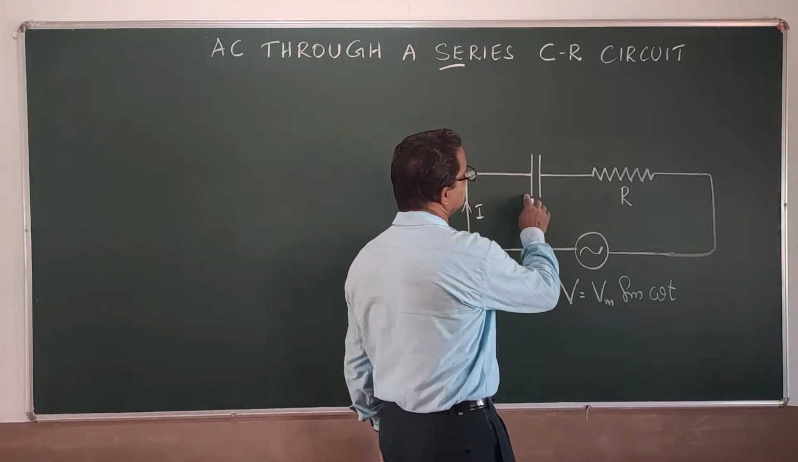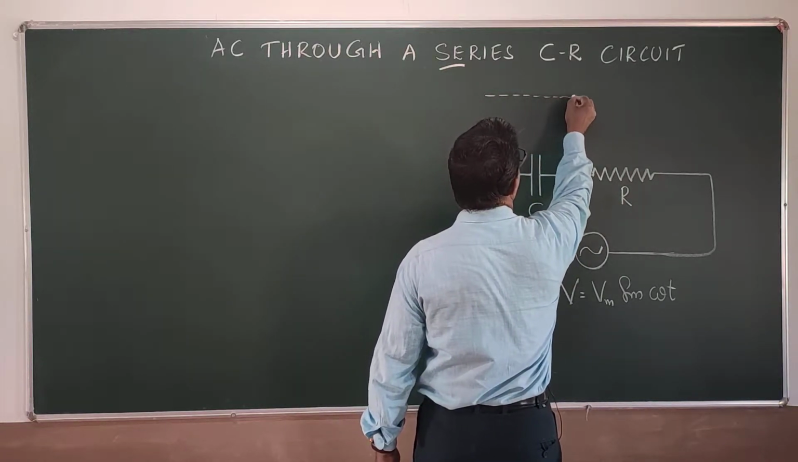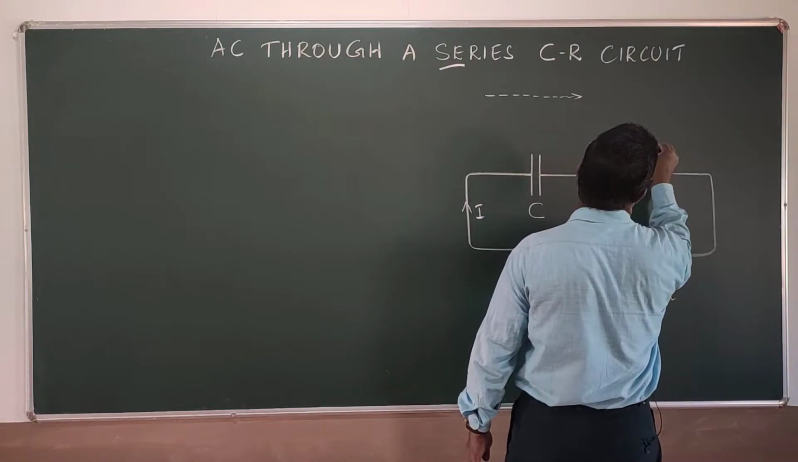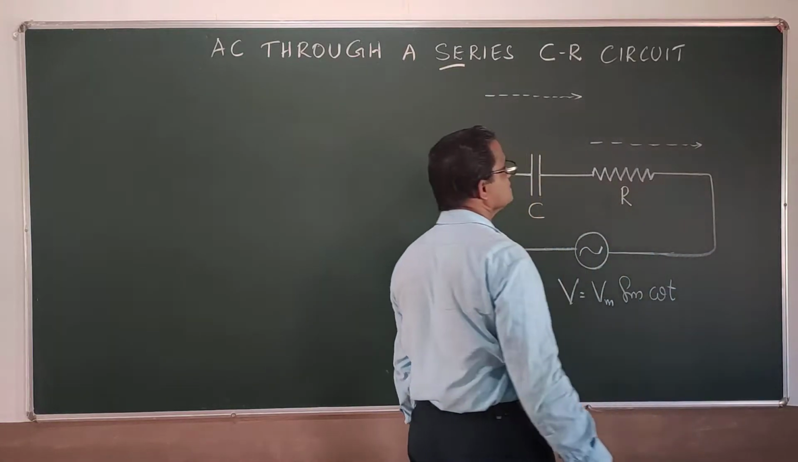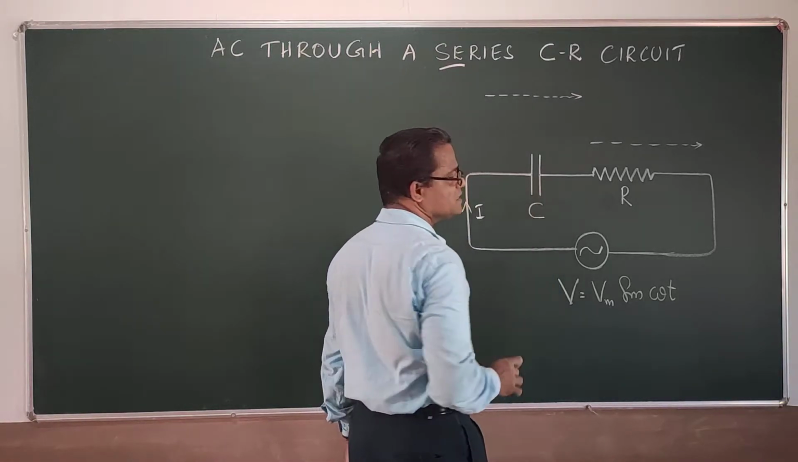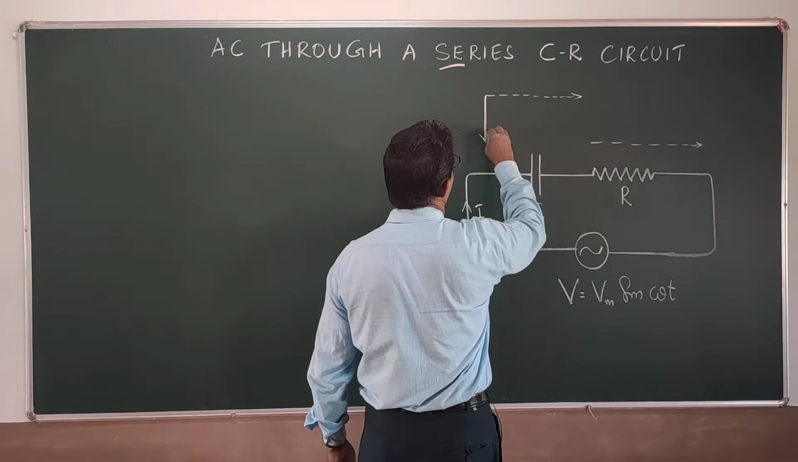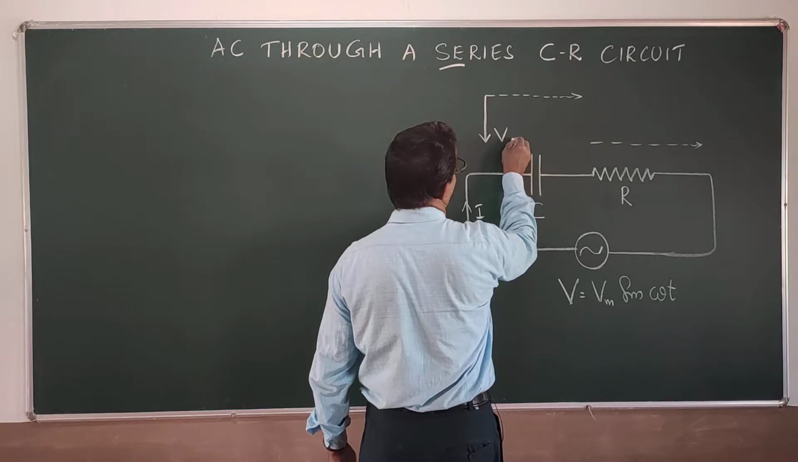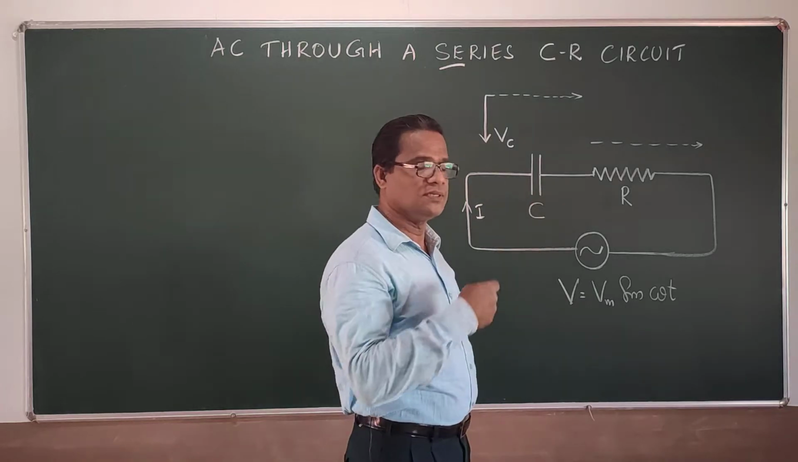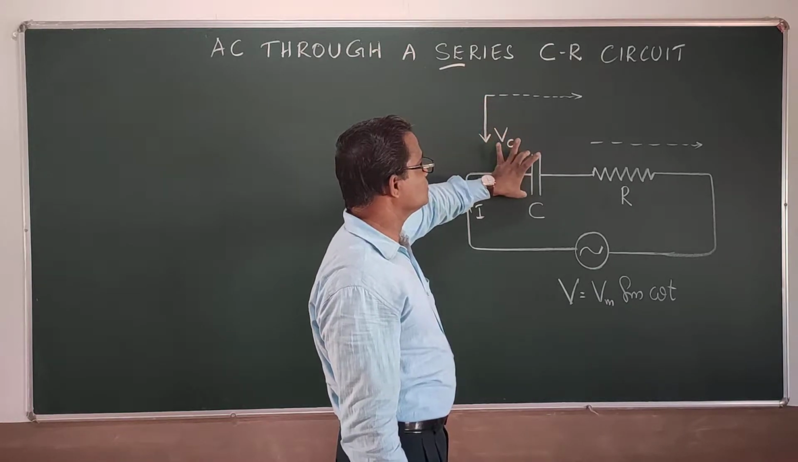So if I assume the reference as current with the dotted lines for both capacitor and resistor, this is the reference for current, then the voltage across the capacitor is found to be lagging behind the current by a phase angle pi by 2, lagging behind clockwise. And let Vc be the peak value of voltage across the capacitor.